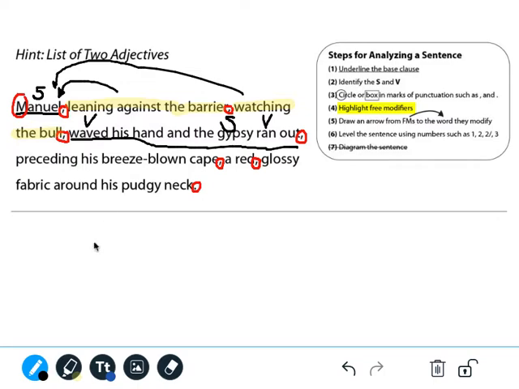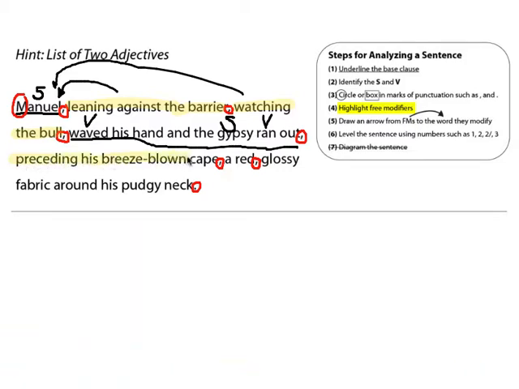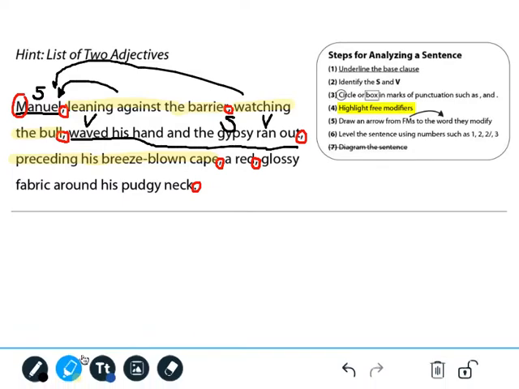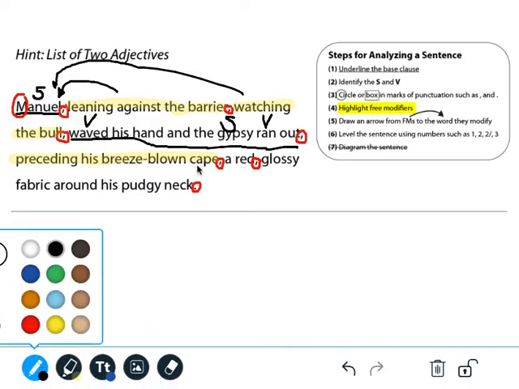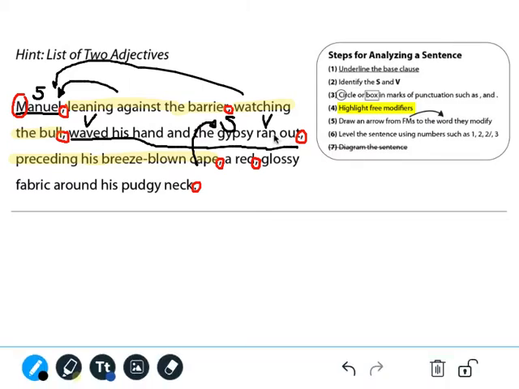Here's the rest of our base clause, and then the next free modifier is between this mark of punctuation and this mark of punctuation. Preceding his breeze-blown cape. In this case, this doesn't go back and modify Manuel, but it modifies the gypsy. It's the closest noun. The gypsy is only 1, 2, 3 words away from this free modifier, so it seems really obvious that the gypsy in the base clause is the one with the cape. And then, here's where the analysis comes in.